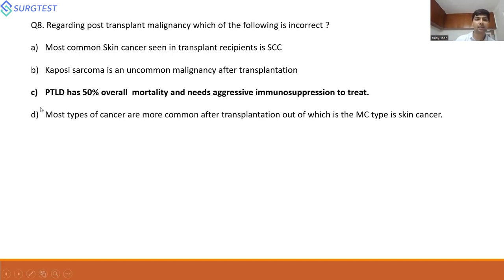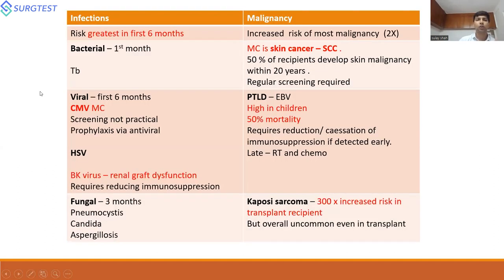So why is C the wrong option? PTLD does have a 50% overall mortality, but does not need aggressive immunosuppression to treat. What does it need? What do you need to do for immunosuppression? It needs the immunosuppression to be reduced. Yes. Very good question.